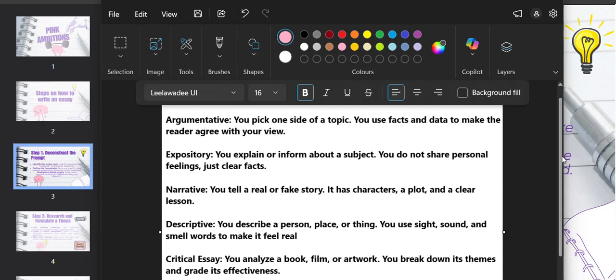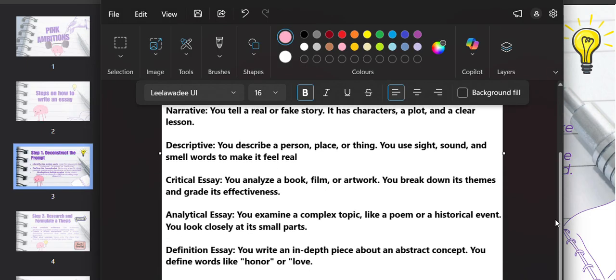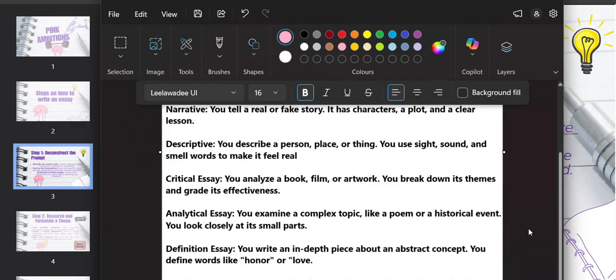Next, we have the analytical essay. You examine a complex topic like a poem or a historical event, and you look closely at its small parts, so you give all the finer details within. Then the definitionary essay, where you write an in-depth piece about an abstract concept. You define words like honor or love. It's basically a definition essay altogether.